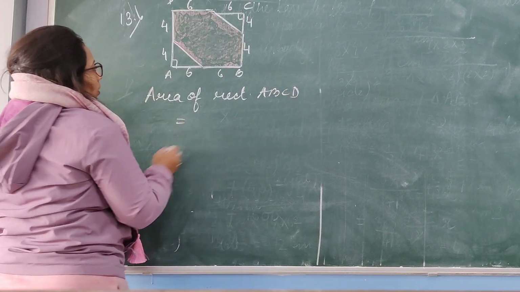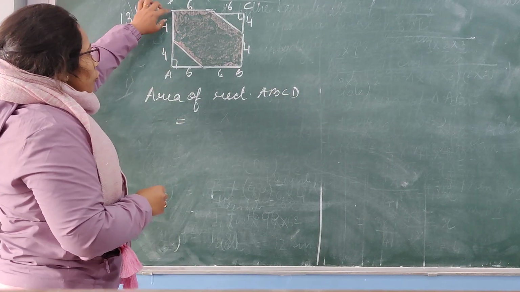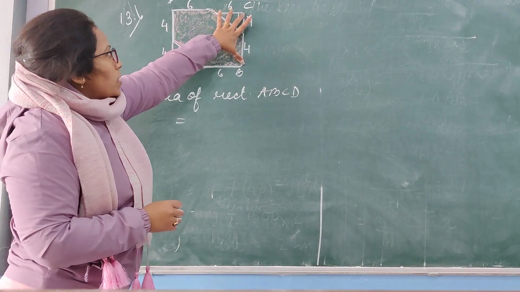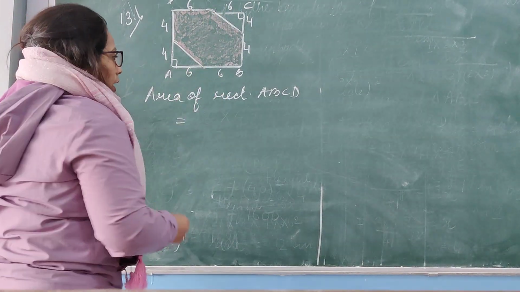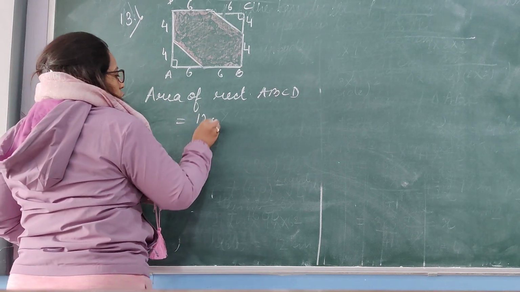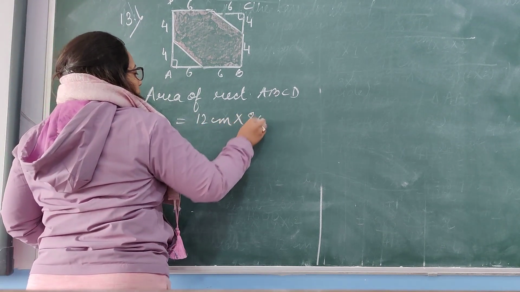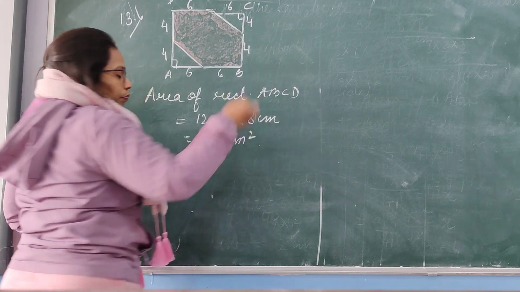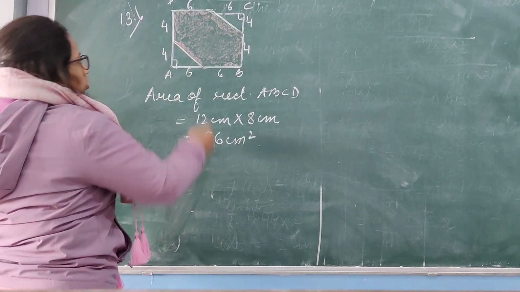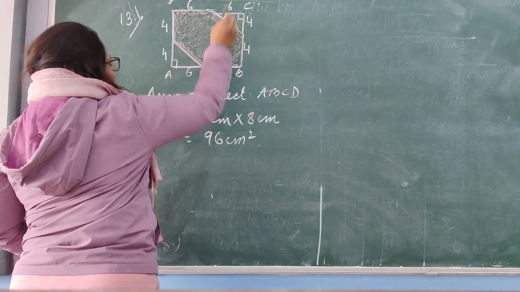See, the lengths are 4 plus 4, 8. Here also 4 plus 4, 8. Here this is 6 plus 6, 12. And here also 6 plus 6, 12. So the area of the rectangle ABCD will be 12 centimeter into 8 centimeter, that is 96 centimeter square. Then let's find the area of these triangles.